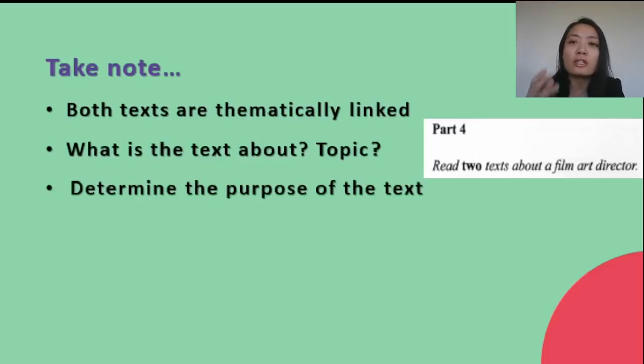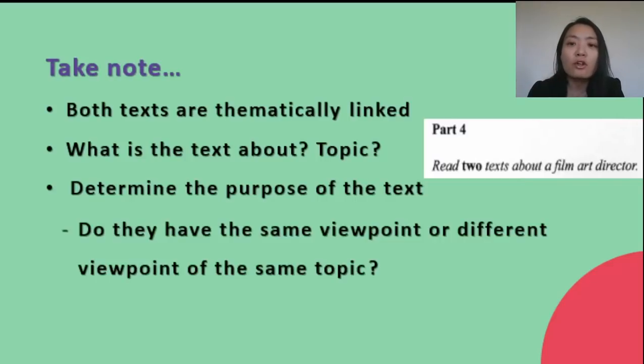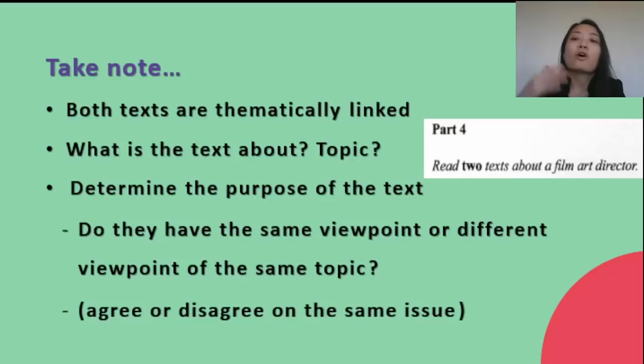This question is usually asked towards the end after you have answered questions from each text individually. So you usually need to find out whether they have the same viewpoint or different viewpoint of the same topic. This means, do they agree or disagree with each other on the same issue? So you can highlight the words that show similarity and contrast in both texts in order for you to answer the question. Usually the kind of question that they will ask is, what does the text 1 say about this issue compared to text 2, something like that, okay?